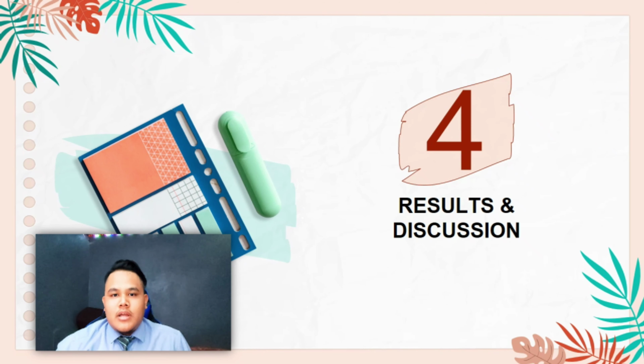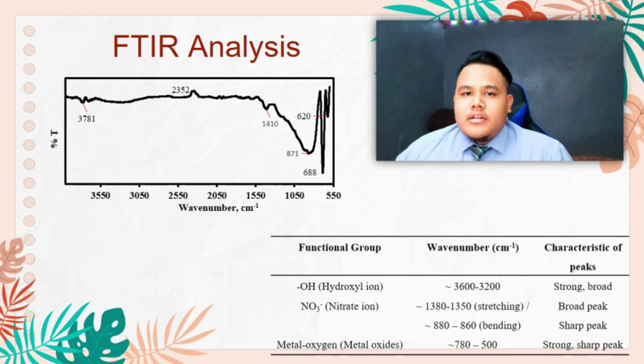Chapter 4, which is results and discussion. From FTIR analysis, the perovskite oxide powder was analyzed using FTIR spectroscopy in order to identify the functional groups, the presence of the nitrate group, and the interaction of metal with oxygen. The summary of the corresponding bonds of FTIR with wave numbers is shown in this table.